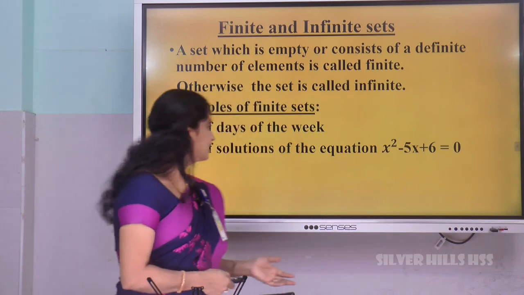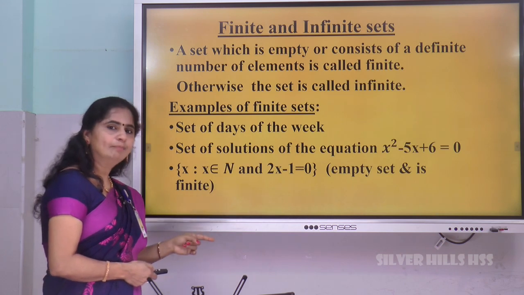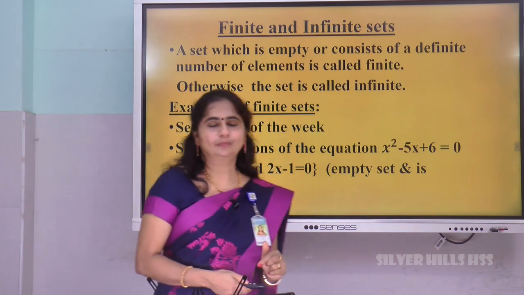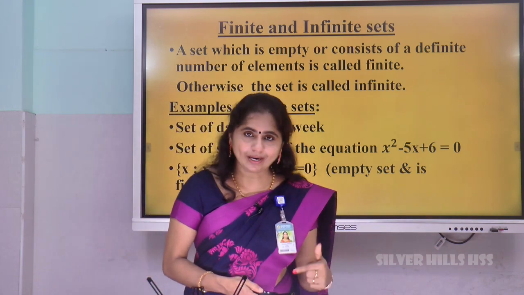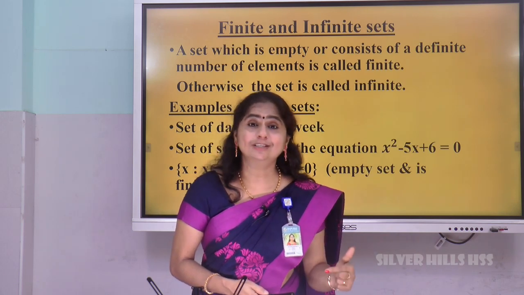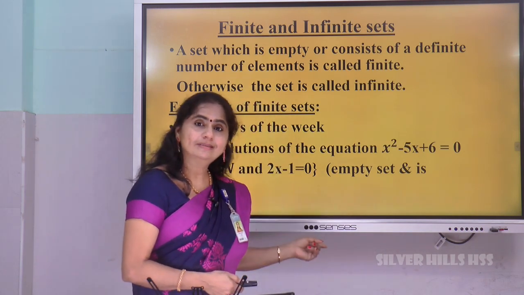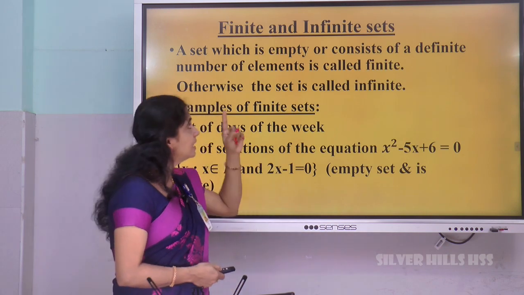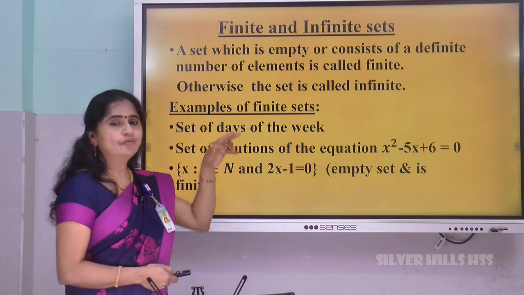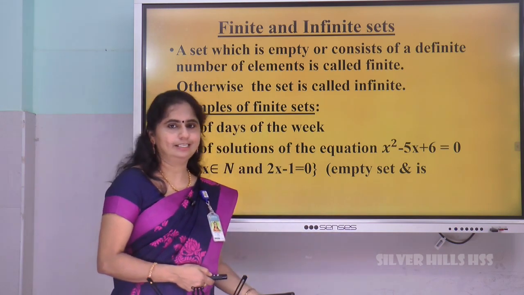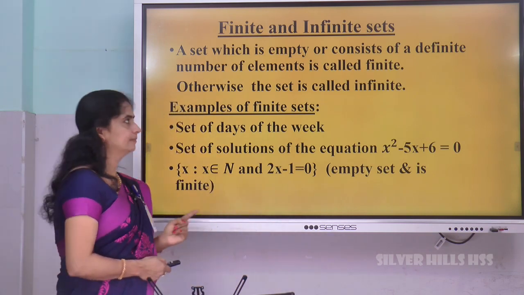They are finite. Then the set of all x such that x belongs to the natural numbers and 2x minus 1 equal to 0. When 2x minus 1 is equal to 0, we get 2x is equal to 1. Naturally, what do you get from there? x is equal to 1 by 2, which is not a natural number. So this set is actually an empty set and it is a finite set, because as per the definition, a set which is empty or that consists of a definite number of elements is called finite. Therefore, this set is an empty set and it is also a finite set.